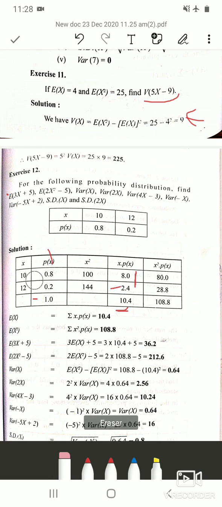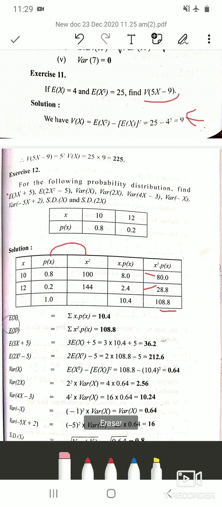And then to get expectation of x square, we have summation of x square into p of x, that is 100 into 0.8, which is 80, and 144 into 0.2, which is 28.8. So add these two values, which is 108.8, which is your expectation of x square value.